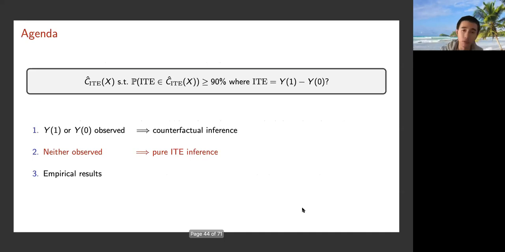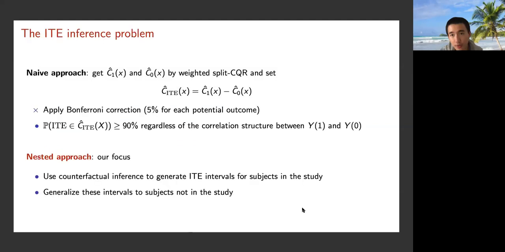Now let's move to the second part, which is how we're going to turn this counterfactual inference tool into an ITE inference tool. Here I only have one slide, as this is not the focus of this talk. A very naive approach is this: suppose you want to get a 90% interval for ITE. One thing you can do is first construct 95% intervals for Y1 and Y0 separately, and then contrast these two intervals. It's very easy to show using a union bound that this is a valid interval, and this is true regardless of the correlation structure between Y1 and Y0. It always holds. So this is what we call a naive approach.